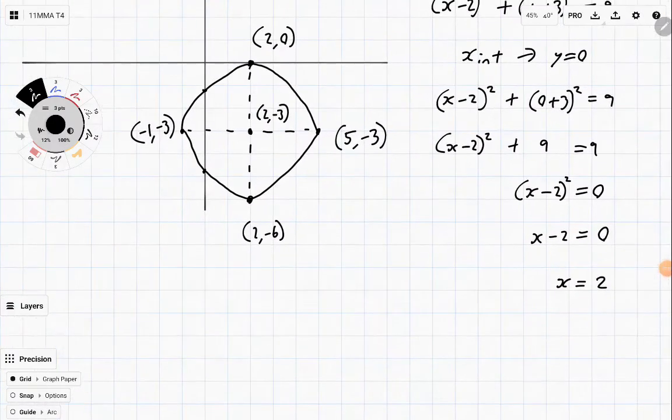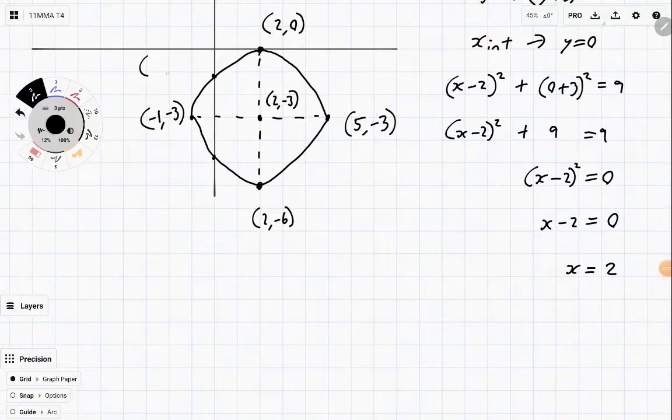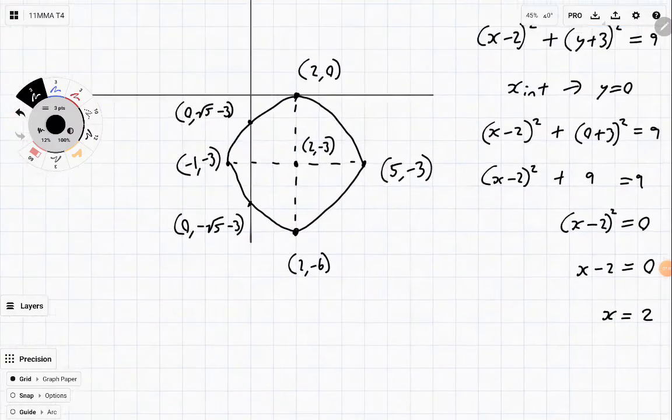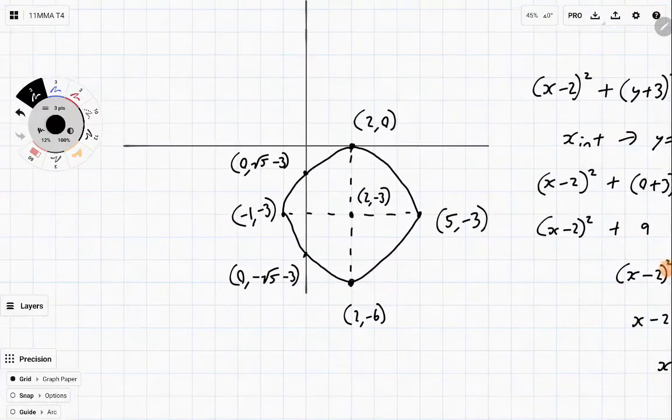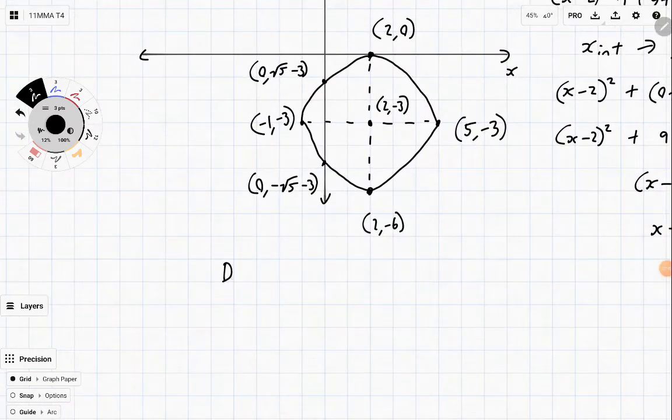So this intercept up here is going to be (0, root 5 minus 3), whereas this point down here is going to be (0, minus root 5 minus 3). And those are all of my intercept points of this circle relation. Now I'm nearly finished. The only thing I probably want to do now is work out the domain and the range. So for the domain, let's look at the x.